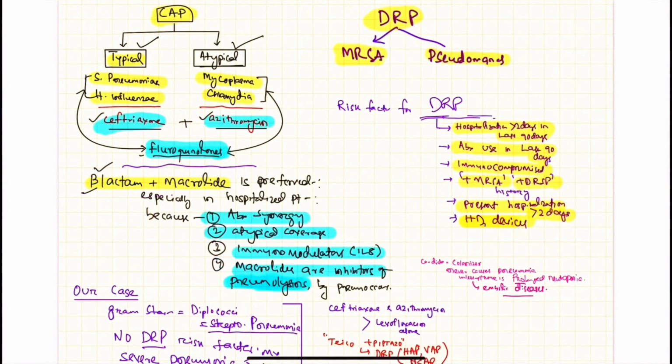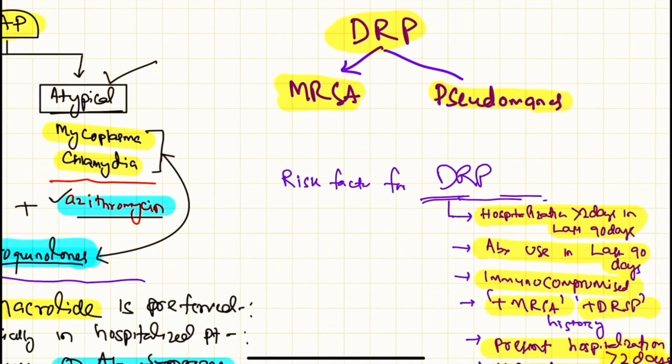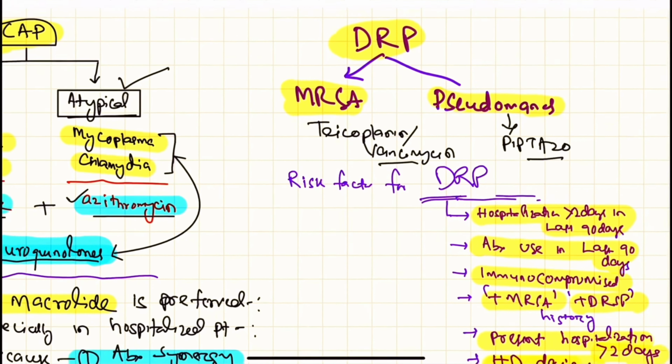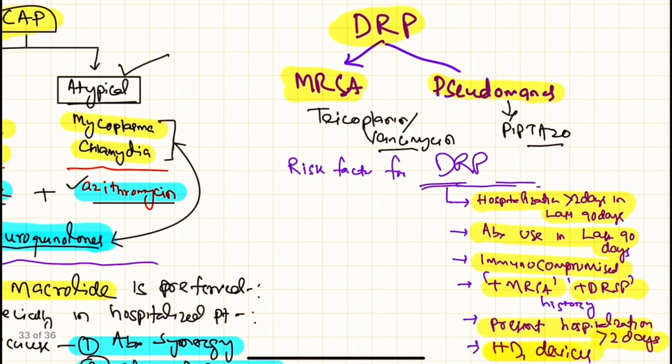If our patient has DRP risk factors for MRSA or Pseudomonas, in those cases, we may not give ceftriaxone and azithromycin. We have to give something that will cover MRSA and Pseudomonas. So ideally, in the beginning, we can give teicoplanin or vancomycin that will cover MRSA. For Pseudomonas, we can start with piperacillin-tazobactam, only if the patient has DRP risk.